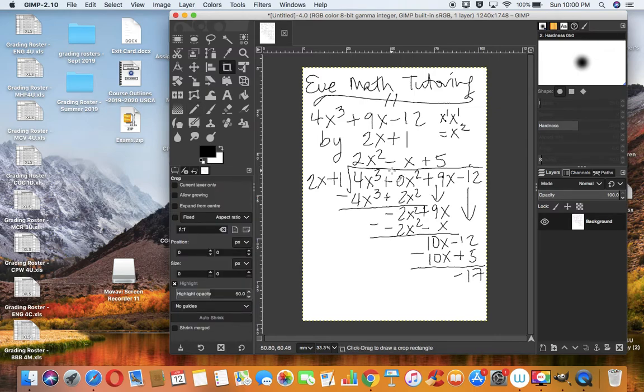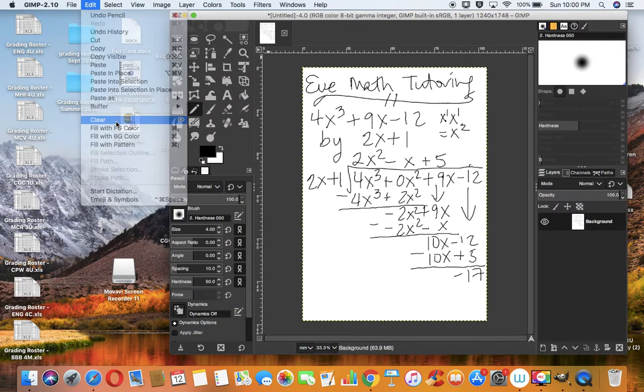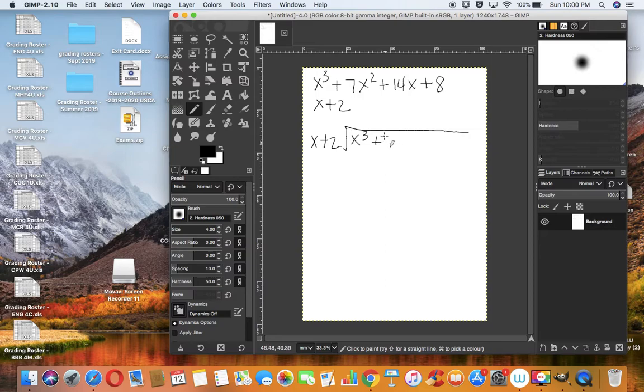Okay, so we're going to do another example. So let's try x cubed plus 7x squared plus 14x plus 8 divided by x plus 2. So I do x plus 2 into x cubed plus 7x squared plus 14x plus 8.